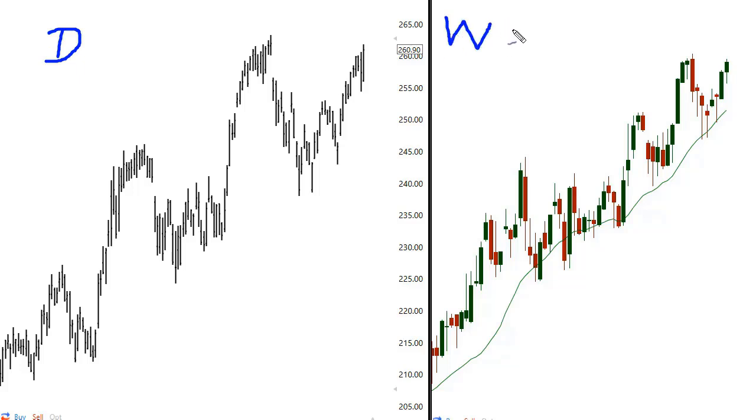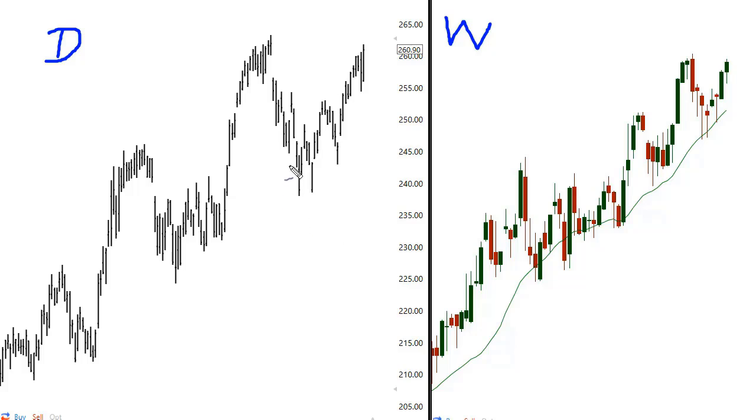Now, a bit of a caveat: if you're trading, say, a 5-minute chart, then you might want to look at the 15-minute chart as the higher time frame. If you're trading the hourly chart, you might want to use the daily chart for the higher time frame. In my example, I love trading the daily charts, so we have the daily chart to the left and the weekly chart to the right. Make sense?